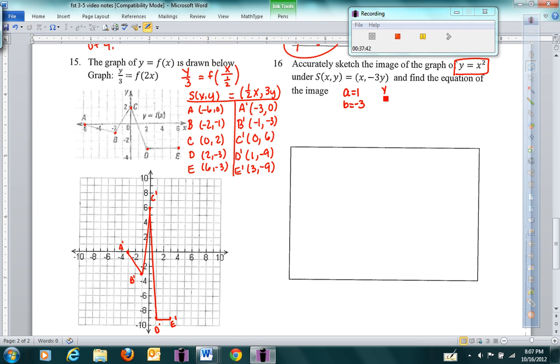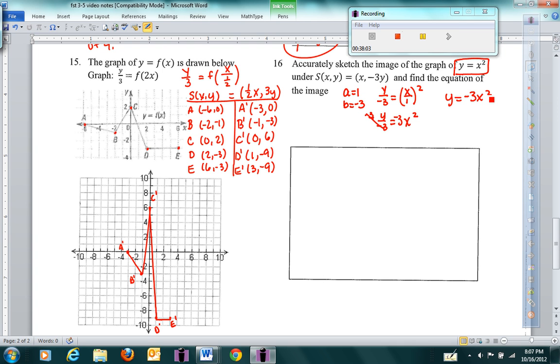So y divided by negative 3 equals x divided by 1 and square it. Okay, x divided by 1 is x, so x squared will be this side, so y divided by negative 3 is equal to x squared. Multiply both sides by negative 3, and our equation is y equals negative 3x squared.